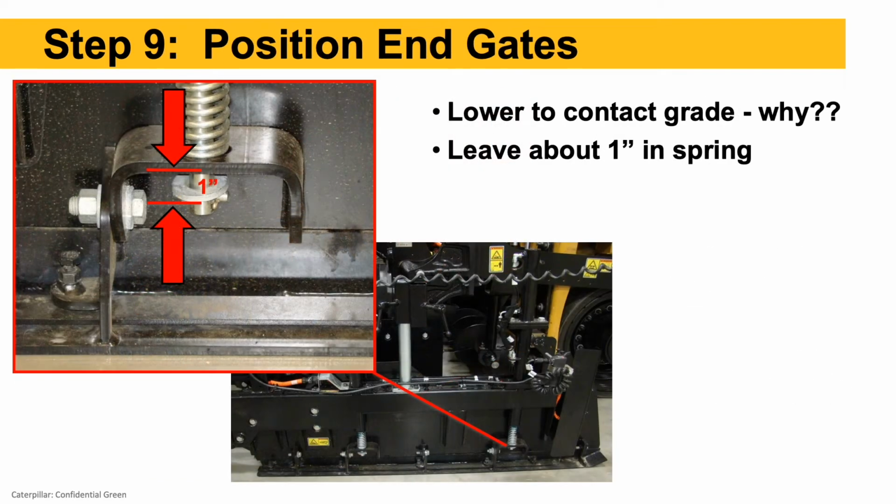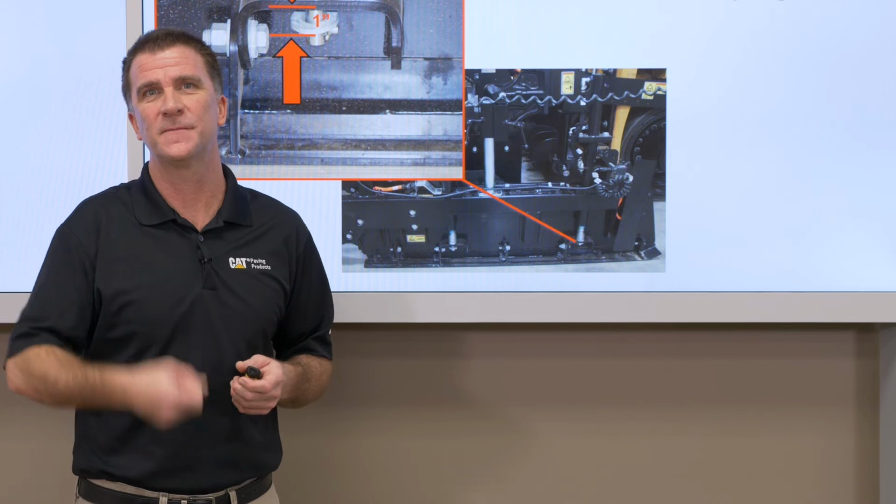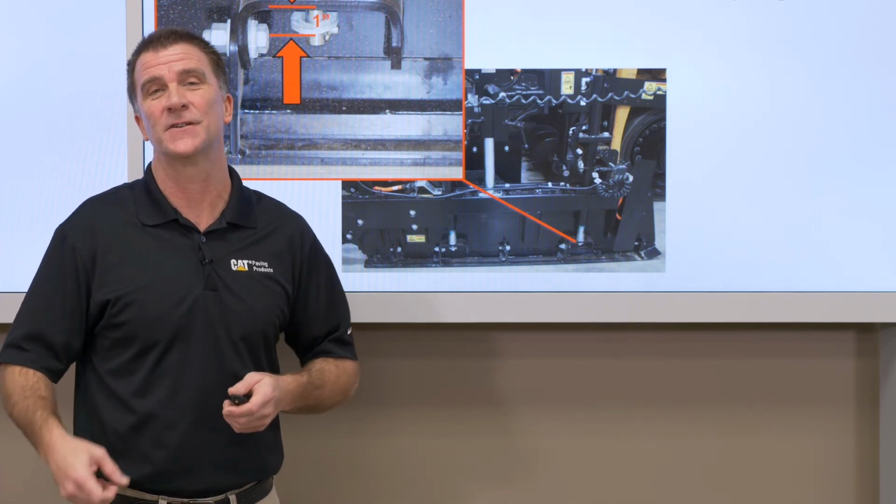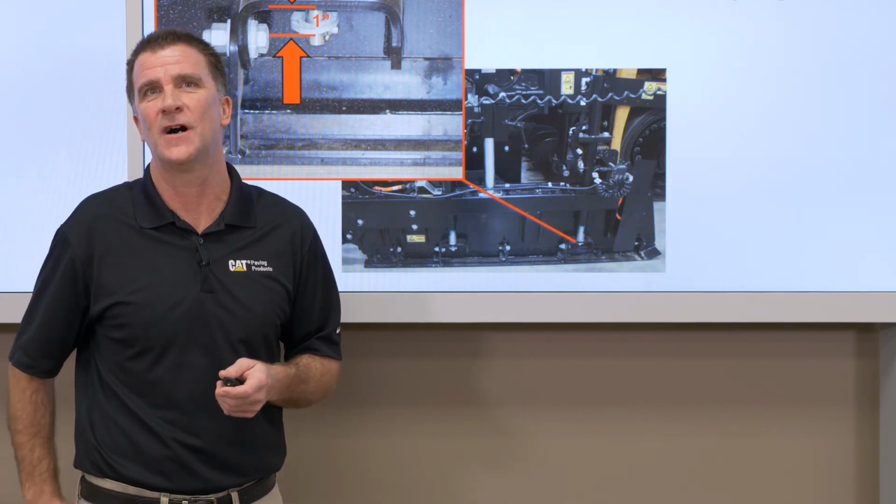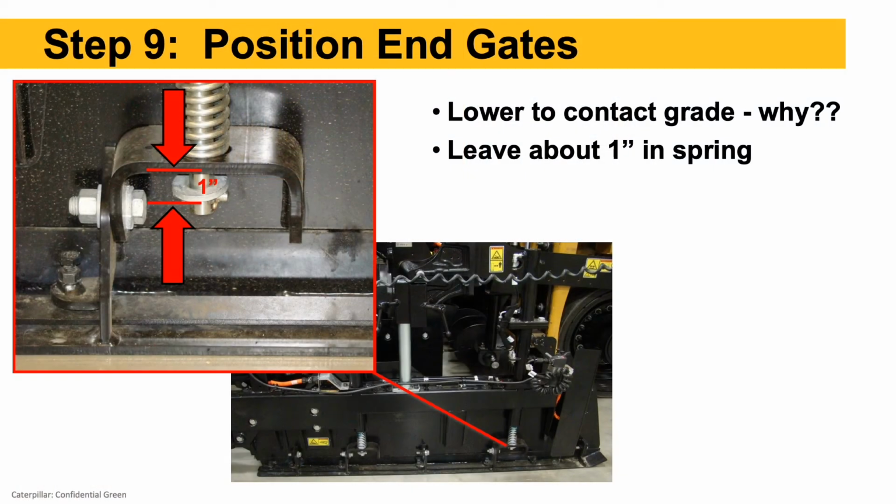Before we come to positioning our end gates, right after we null, we want to turn the depth crank just to tension. Don't put any cranks into it, just until we start to feel tension. Lock those depth screws. Step 9, position our end gates.